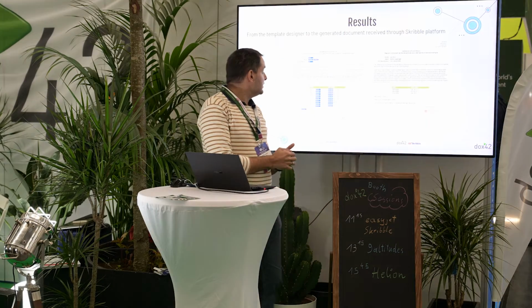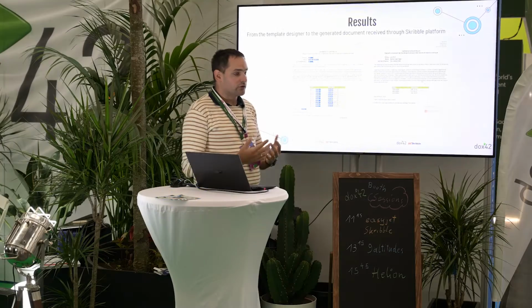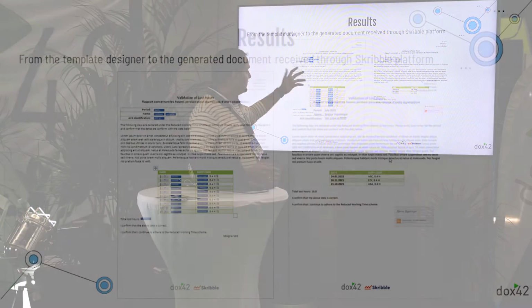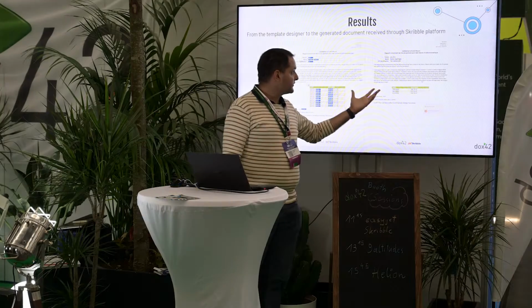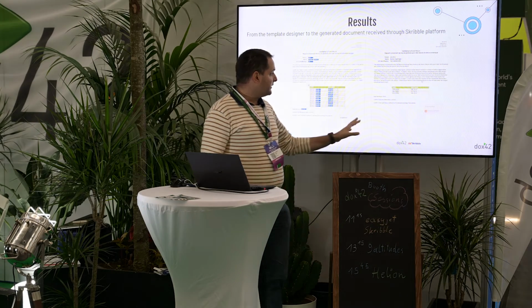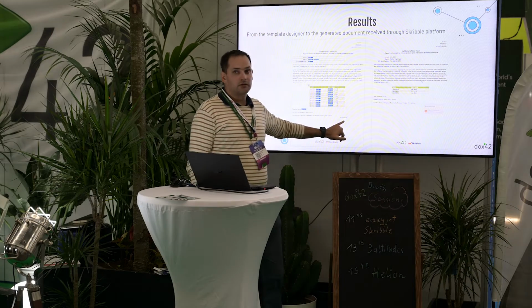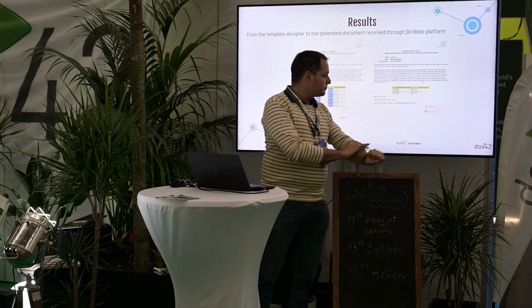What you can see here is the ability of the dox42 add-in to manage the template. There are parts in the template which are the same for all of the employees, and there is specific data regarding each employee. Here you have the period, which is the same for all employees. At the end, we can show the result: the document that the employee receives in his email, and you can see that the signer placeholder at the end of the document is visible in a Skribble display here.